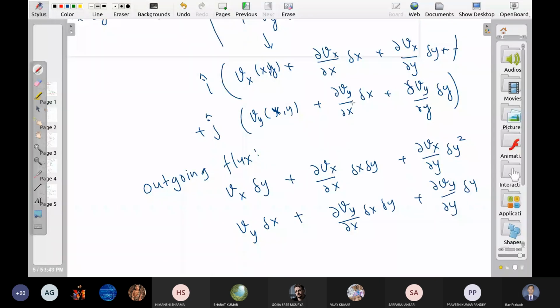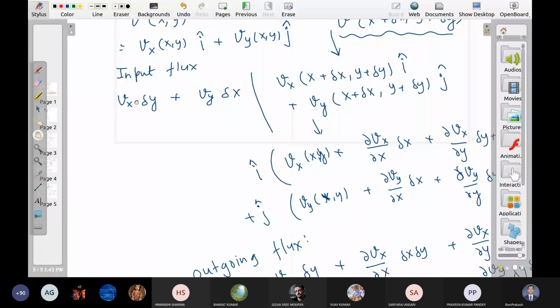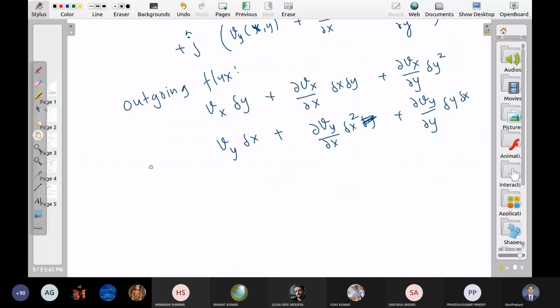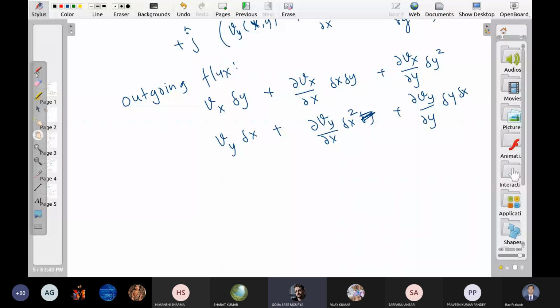This is what? Vy delta x square, delta y delta x. So what is the net outgoing flux? This is the outgoing flux from the right hand side, and this is the incoming flux from the left hand side. How much is the net flow? Difference between outgoing and incoming. Net flow is this quantity minus the previous quantity. So this cancels. What are we left with?